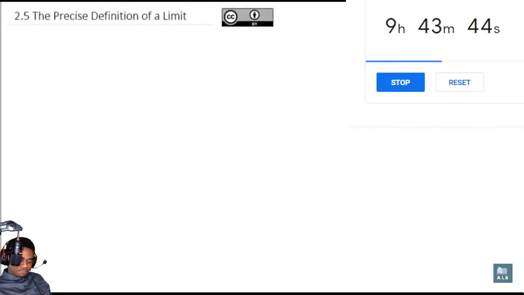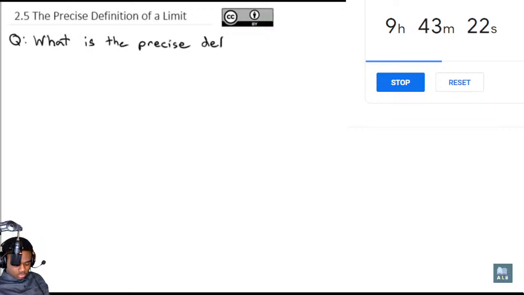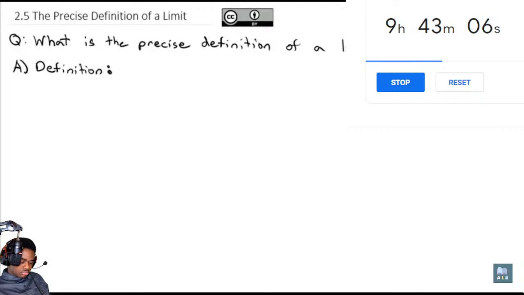Thus far in our studies of limits, we have kind of been waving our hands over the definition of a limit and talking more generally about the definition rather than the precise definition. So that's what we're going to take a look at today. The question is, what is the precise definition of a limit? First we're going to look at the definition, and then we'll take a look at the meat of this lesson, which is how do we show that a value actually is the limit of some type of function.